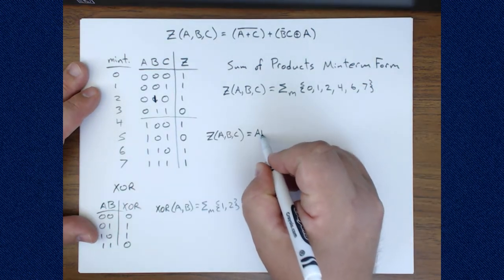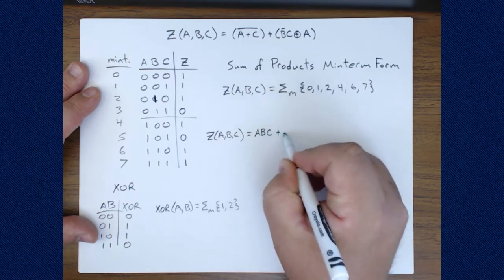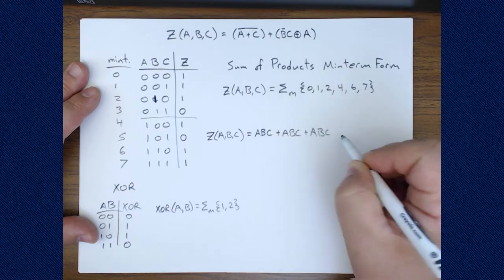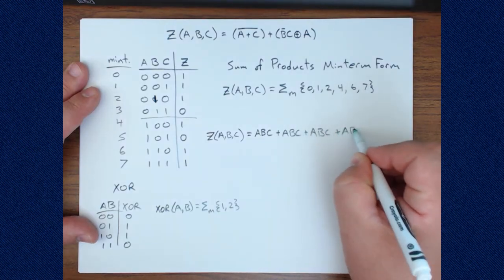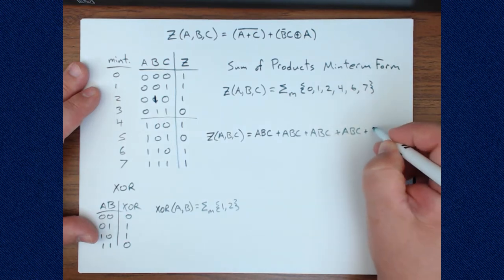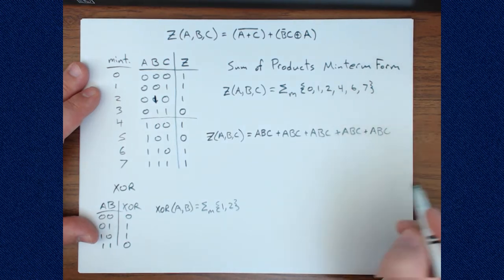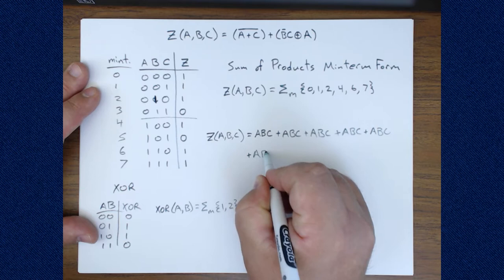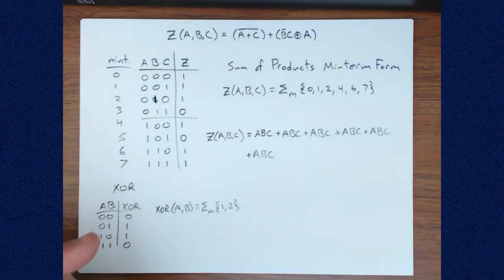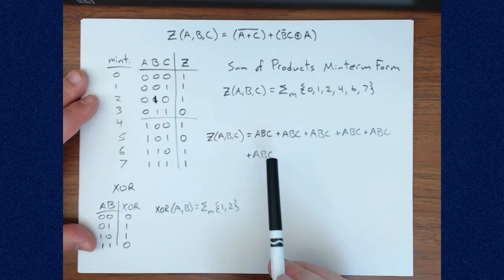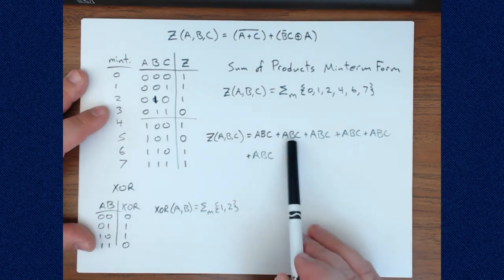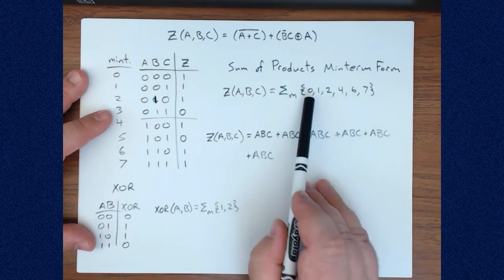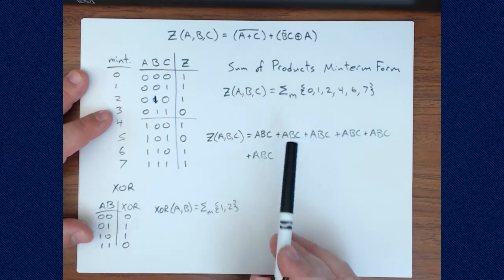So I'll just write a, b, c 6 times. Or a, b, c. Or a, b, c. There's 3. Or a, b, c. Or a, b, c. Did I do 6 there? 1, 2, 3, 4, 5. Nope. One more. Or a, b, c. Okay. Now, the next thing we need to do is, since these are all just a, b, c, this is incorrect. We need to make each product represent its corresponding minterm row from the sum of products minterm form.